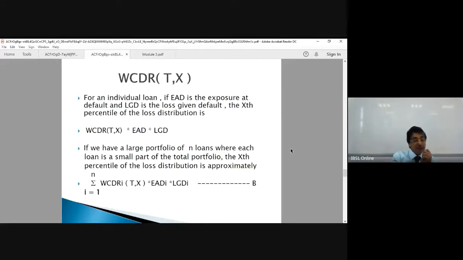Now, if you look at these conditions, you have everything to realize that it is the worst case loss or unexpected loss. And we give another name for that. We call it credit value at risk for the portfolio. Now we can do some calculations and see how we are going to calculate these things.